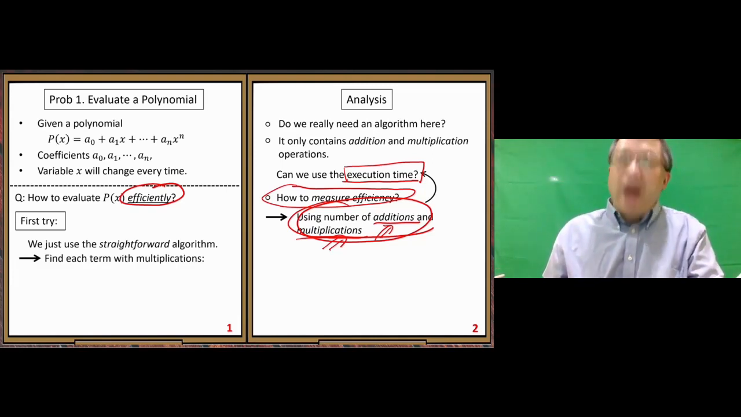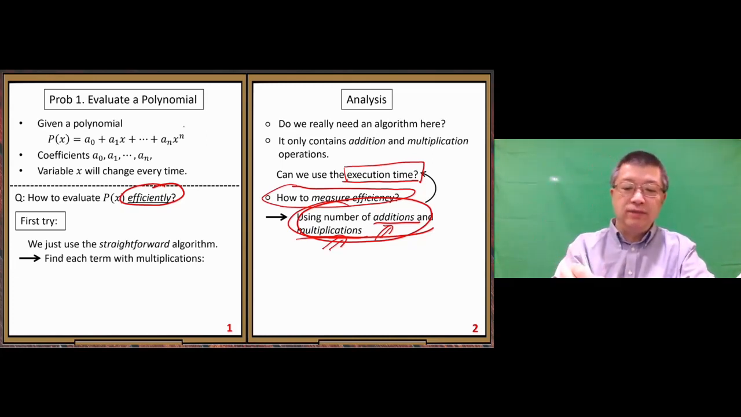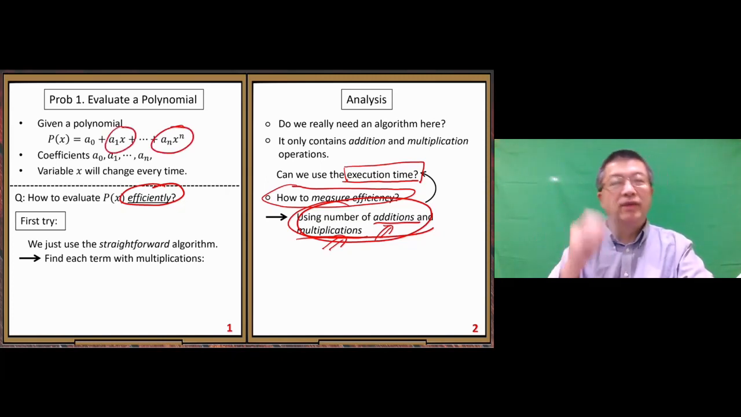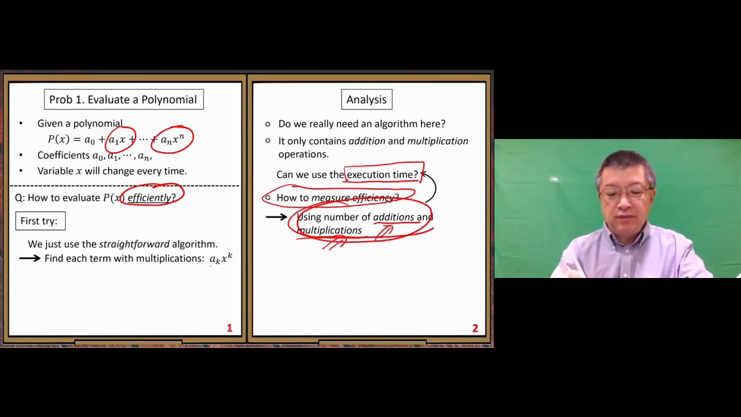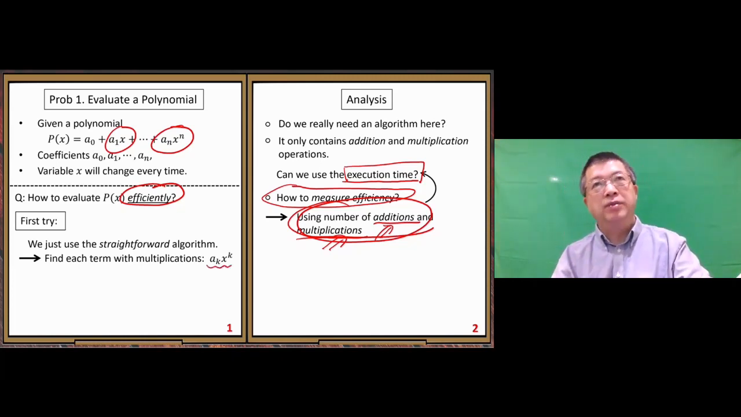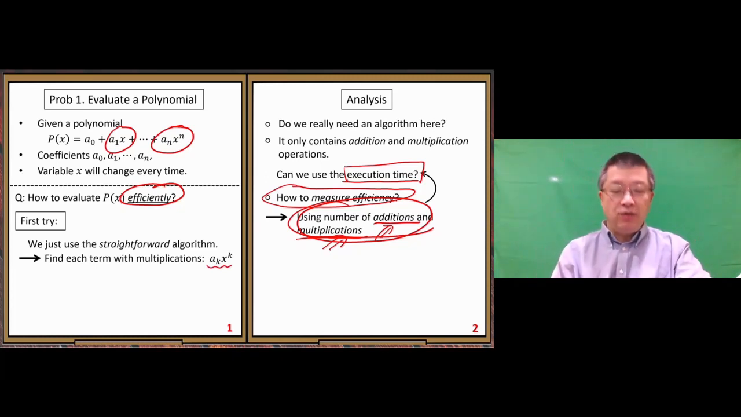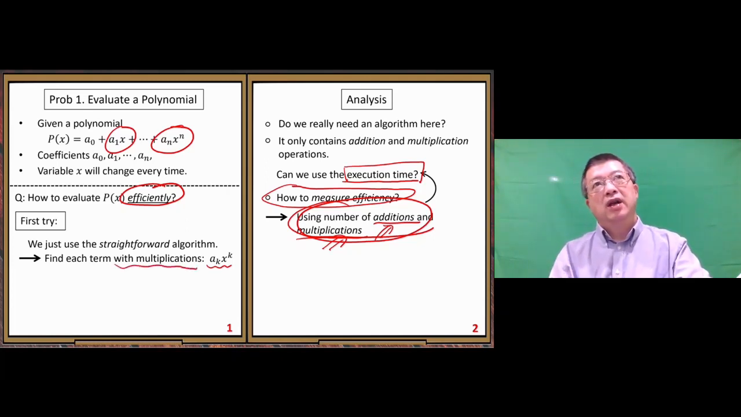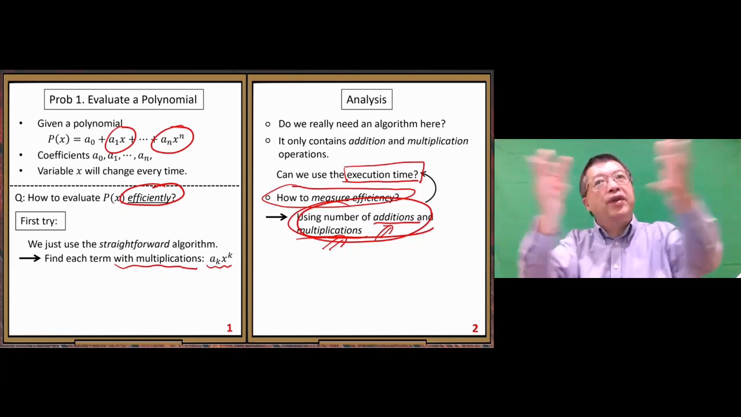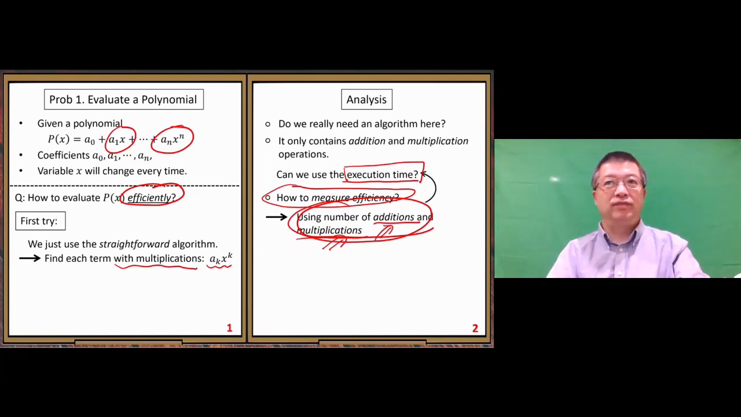When we do that, we need to find the value of each term. The general expression is a sub k times x to the kth power. We need to find its value with multiplication. We only need to use multiplications to get an answer. After that, we add up all the values of the terms, and we get the answer. That's the straightforward way.